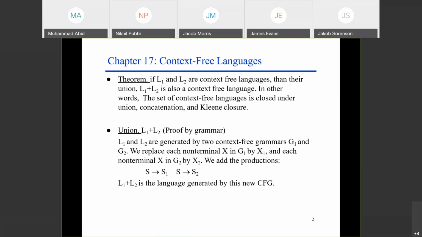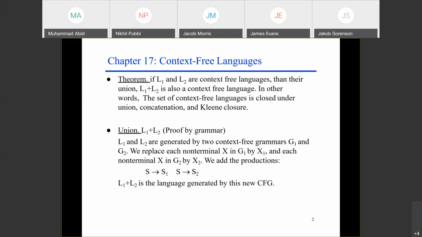So here we have this theorem. It says that if you have two languages, language 1 and language 2, and we know that both languages are context-free languages, and then if we combine both languages by union, the resultant thing will also be a context-free language. In other words, they are closed under union, concatenation, and Kleene closure.